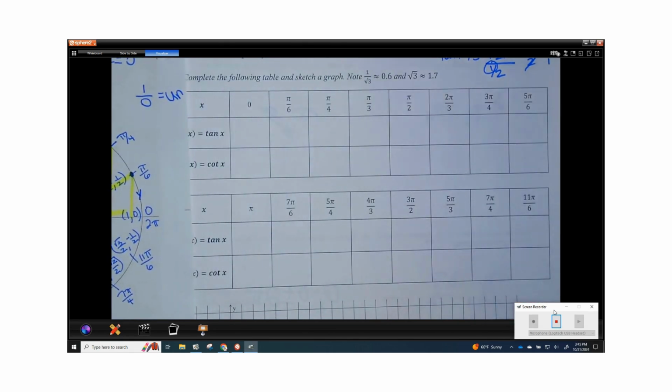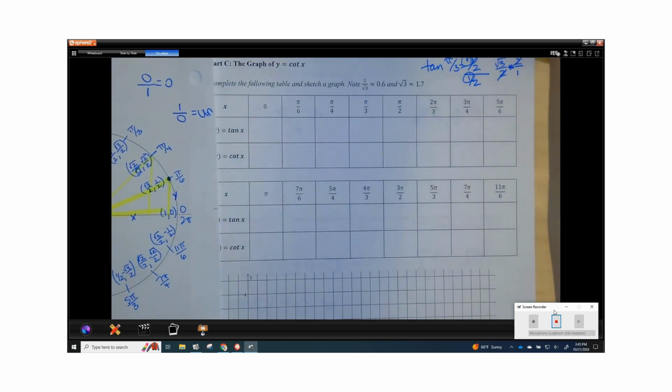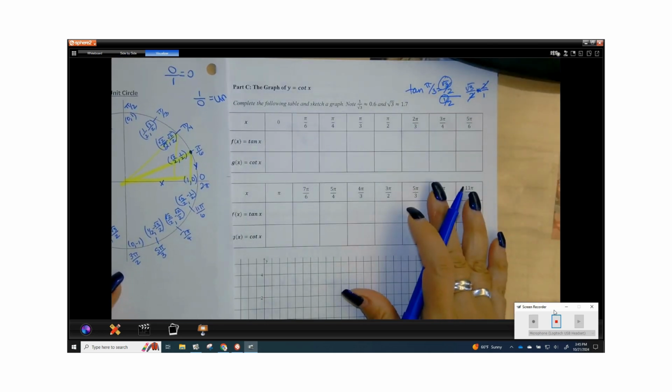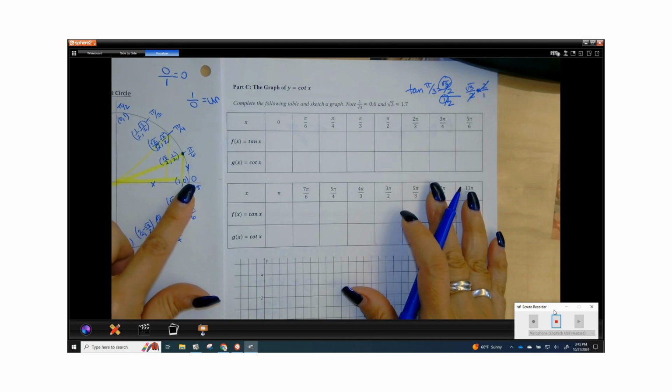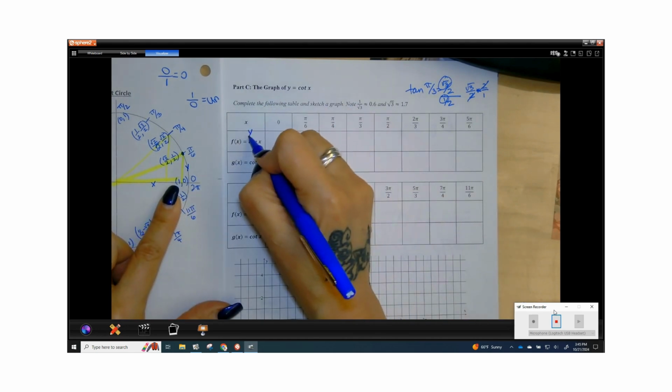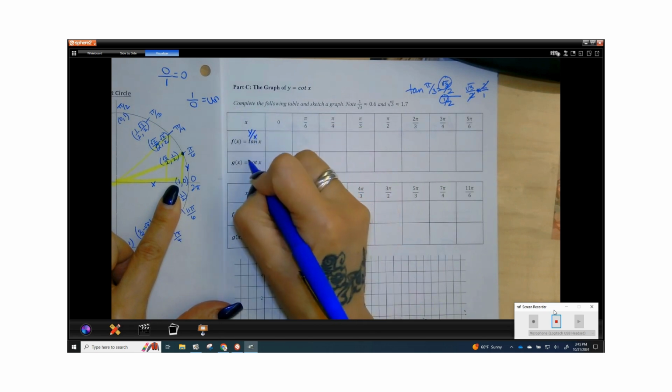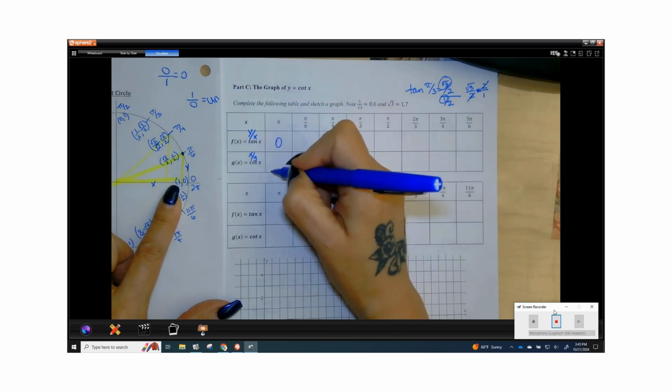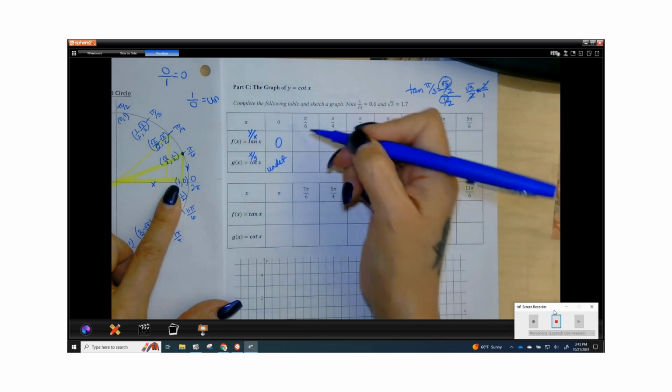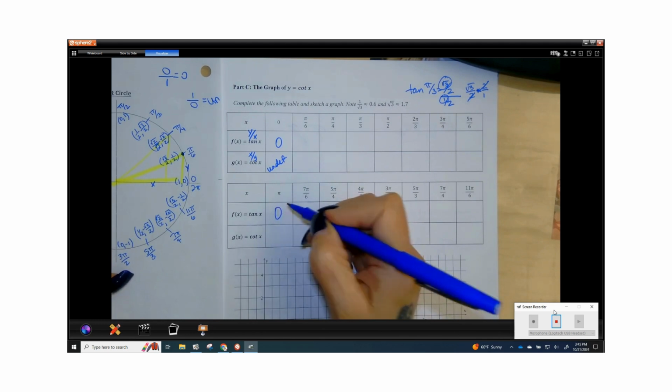Let me go back out. So tangent at 0, it is 0 over 1. Remember, tangent's y over x, and cotangent, we're going to do the reciprocal or take x over y. So this is 0, so this is undefined. At pi, again, it is 0, so this is undefined.